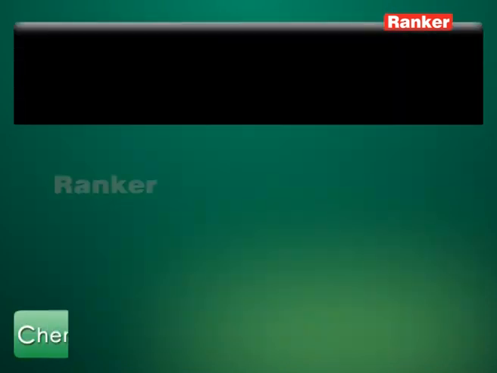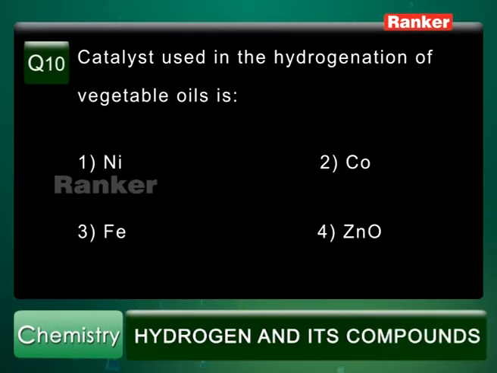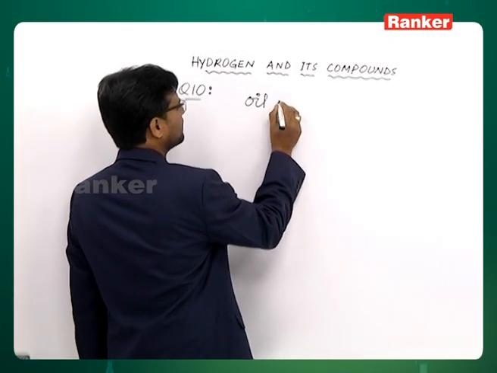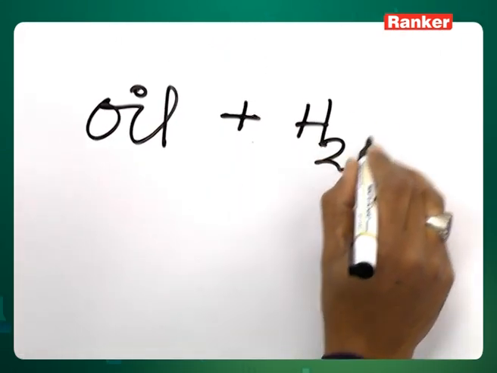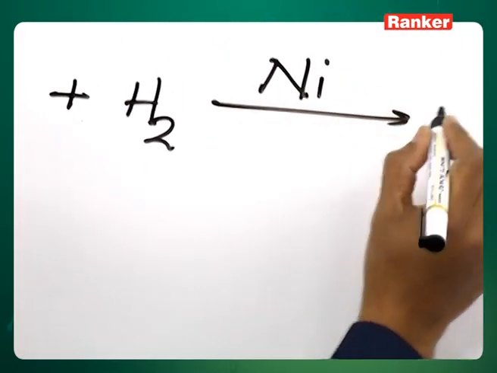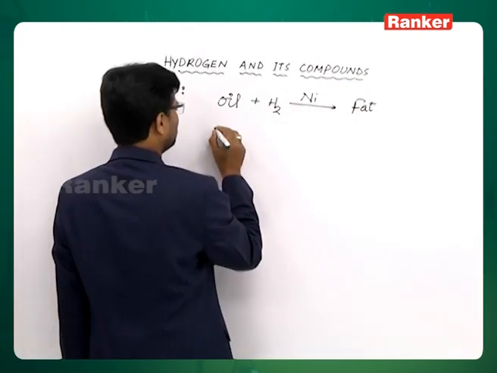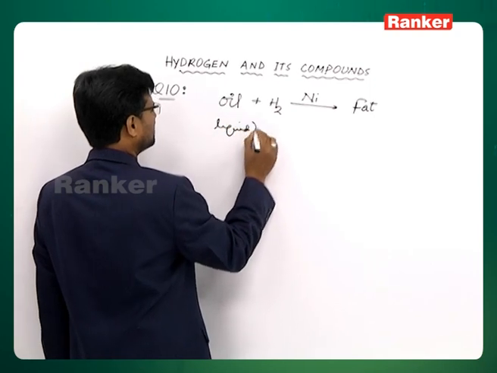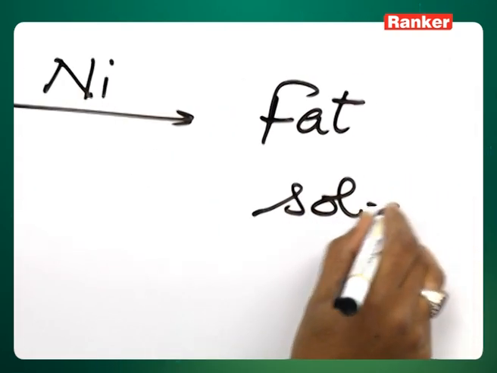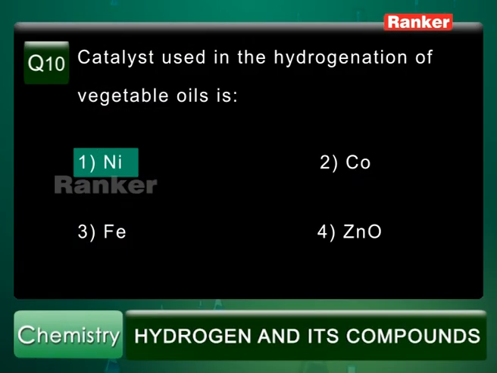Question number 10. Catalyst used in the hydrogenation of vegetable oils is first option nickel, second option cobalt, third option iron, fourth option zinc oxide. And the correct answer is nickel. Oil adds up hydrogen gas in presence of nickel catalyst, and you get solid fat. This is a liquid, this is a solid. The catalyst used is nickel. The correct answer is first option, Ni.